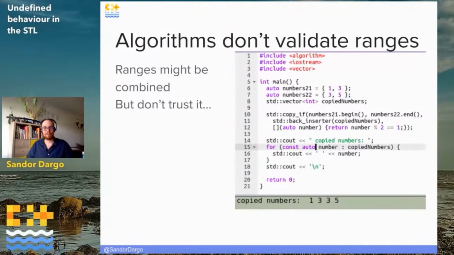Because algorithms don't validate ranges. In fact, you might combine them. What do I mean by combine? So here we declare two containers. What's the type, by the way? What's the type of this? Okay, here we don't have a vector, we have a standard initializer list.